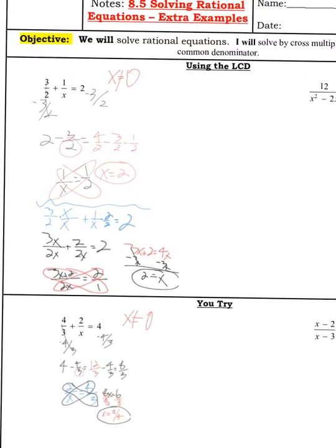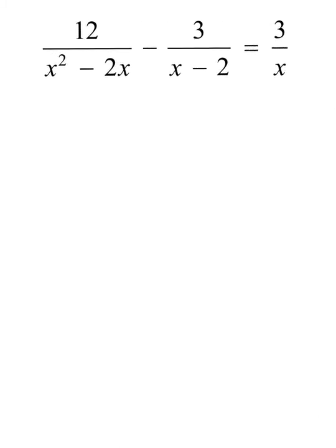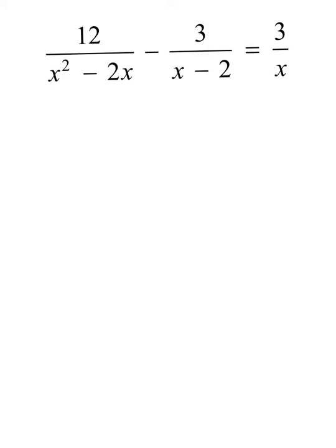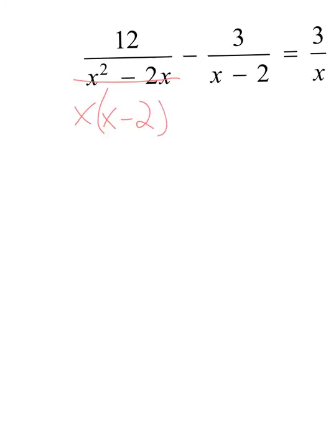So I'm bringing that up for a reason, because let's look at this next one. You have 12 over x squared minus 2x, so immediately I'm going to cross this out, and I'm going to factor out the x, and I'm going to write x minus 2, because look, I have x minus 2, and then I have an x there. So I'm going to have to do least common denominator before I do anything else.